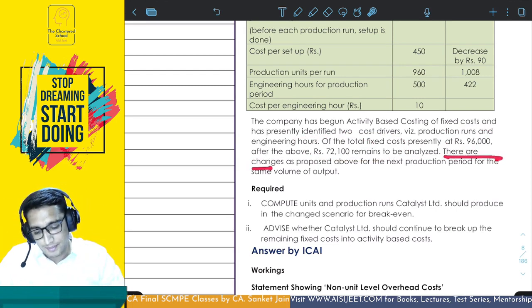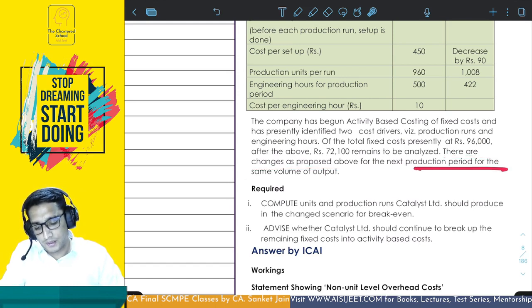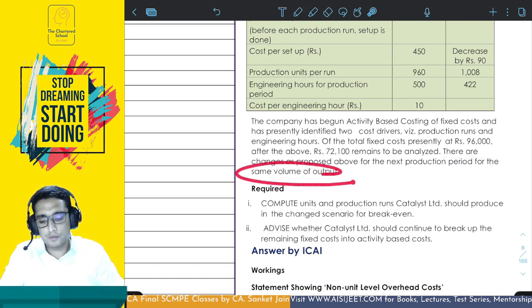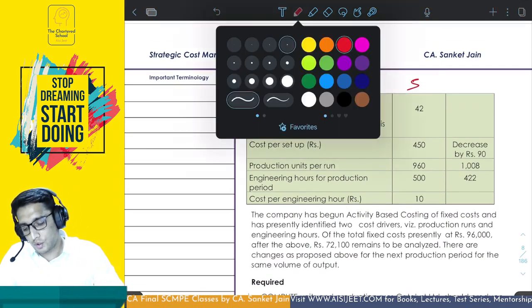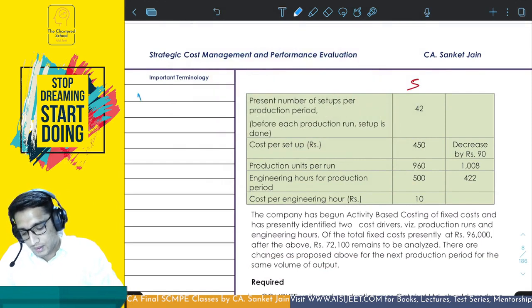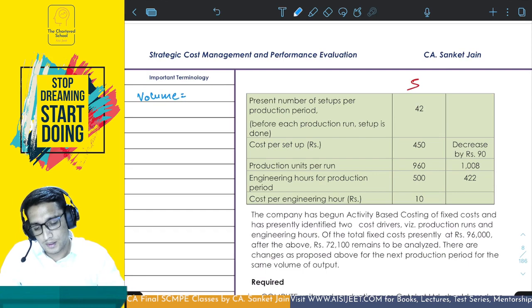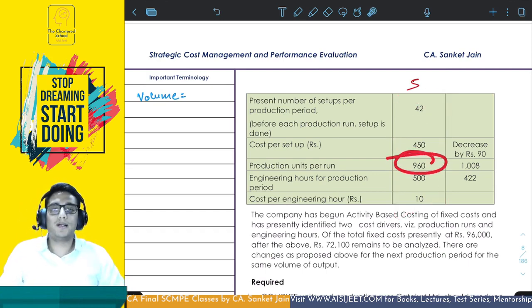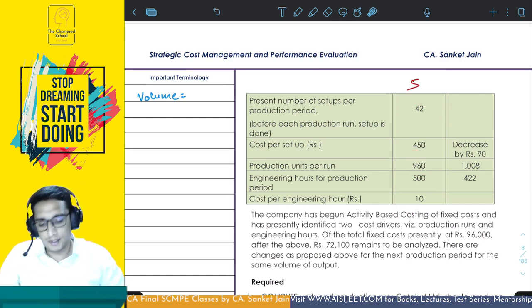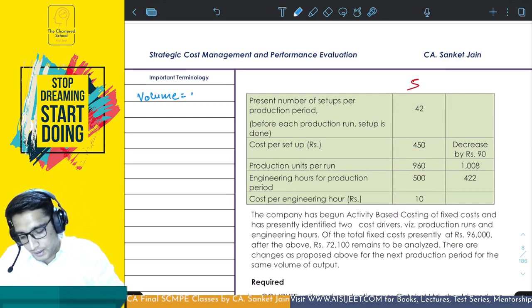There are changes as proposed for the next production period for the same volume of output. So the volume of output is not going to change. Let's calculate the volume of output first. I'm going to solve it right here for you to quickly cover this question. Volume, not value. The volume of output is going to be, if you look at this closely, there are 42 setups and you are producing 960 units for each and every setup. So what you get is 42 multiplied by 960.